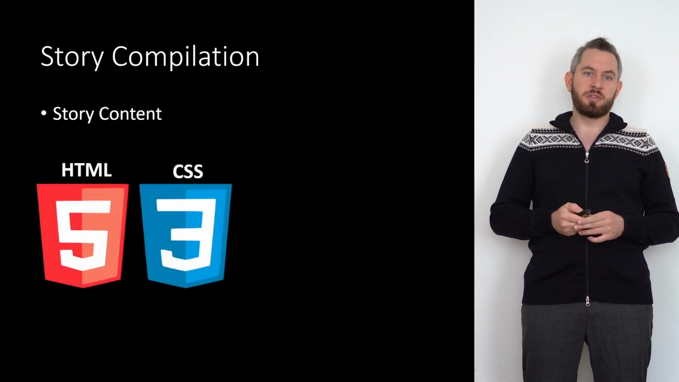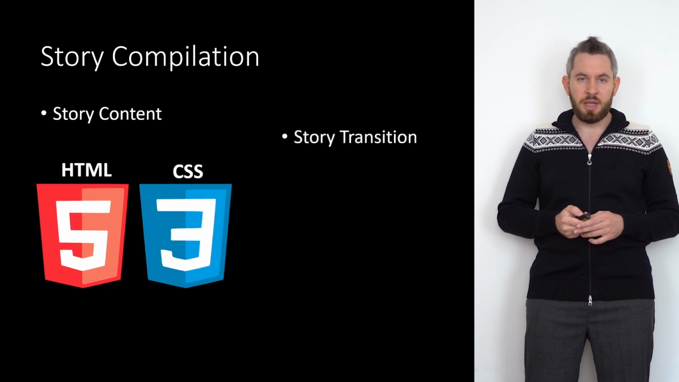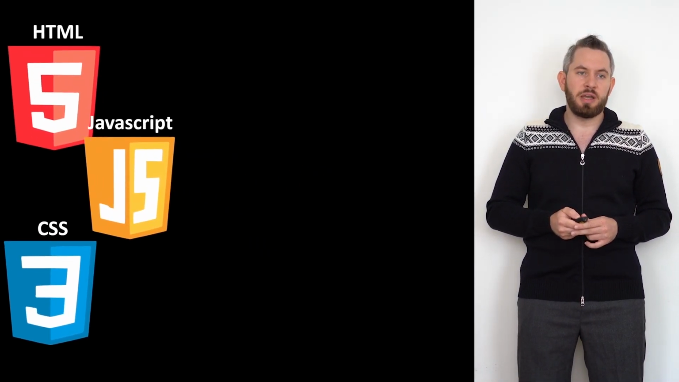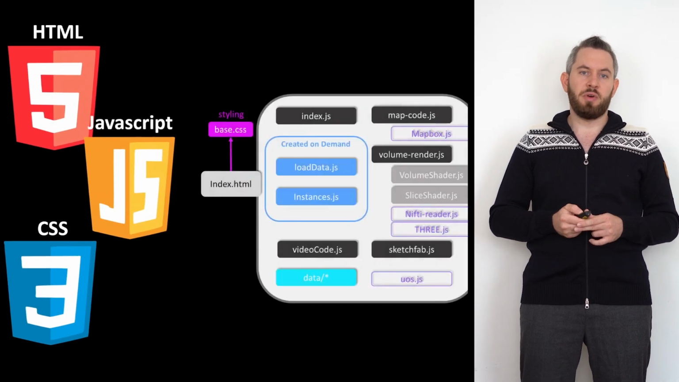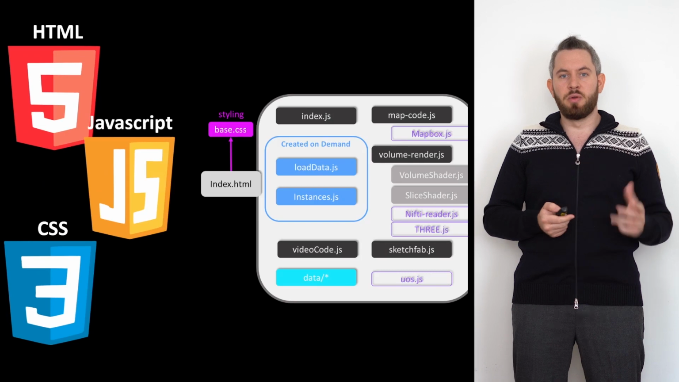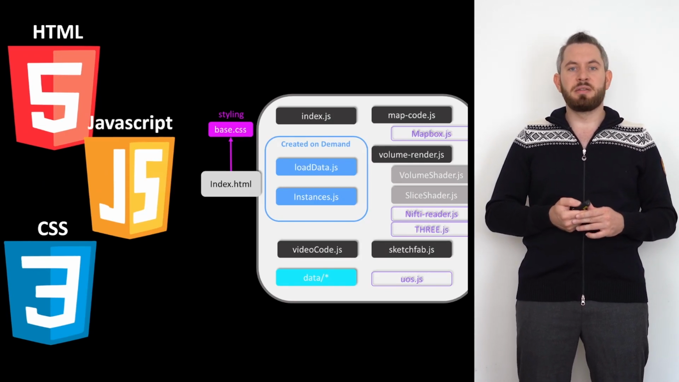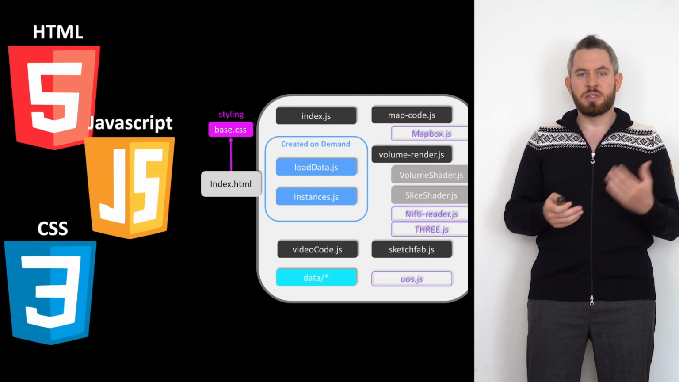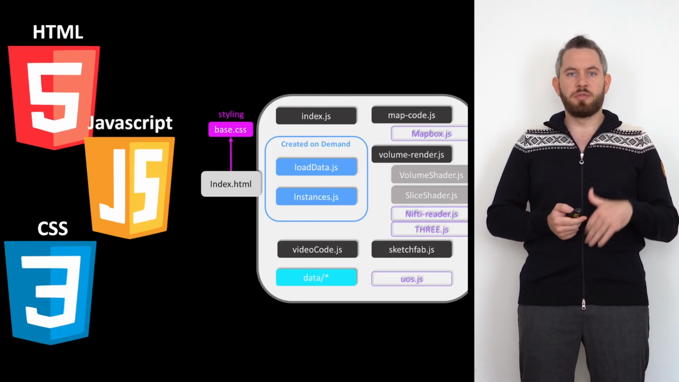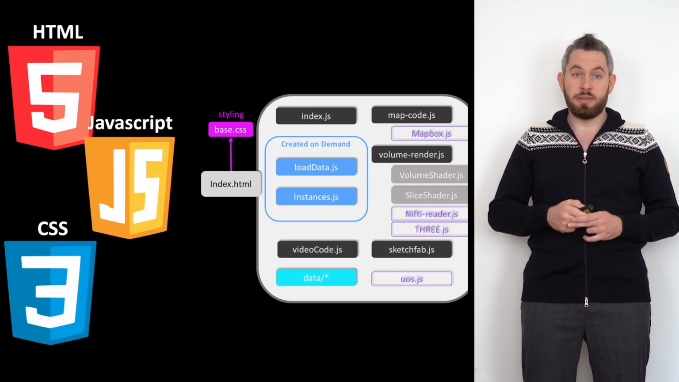And in the end, the story content is presented in HTML and CSS, and the story transitions are presented in JavaScript. And all these together form the actual story. And you see here we have some packages that are loaded always, like the volume viewer, the video code, Sketchfab, and so on, meaning that these are the ones that make it possible to present all the different media formats. And then we have some content which is created on demand based on the actual story you created.